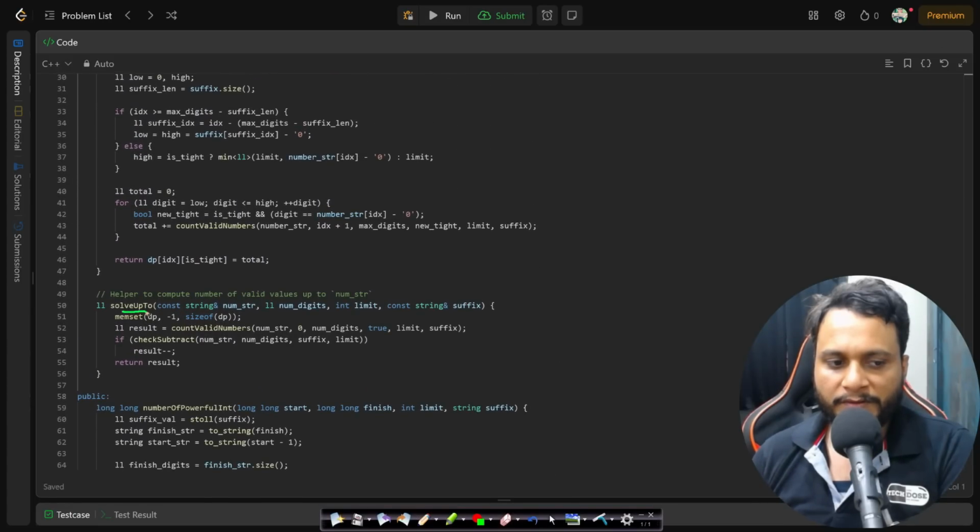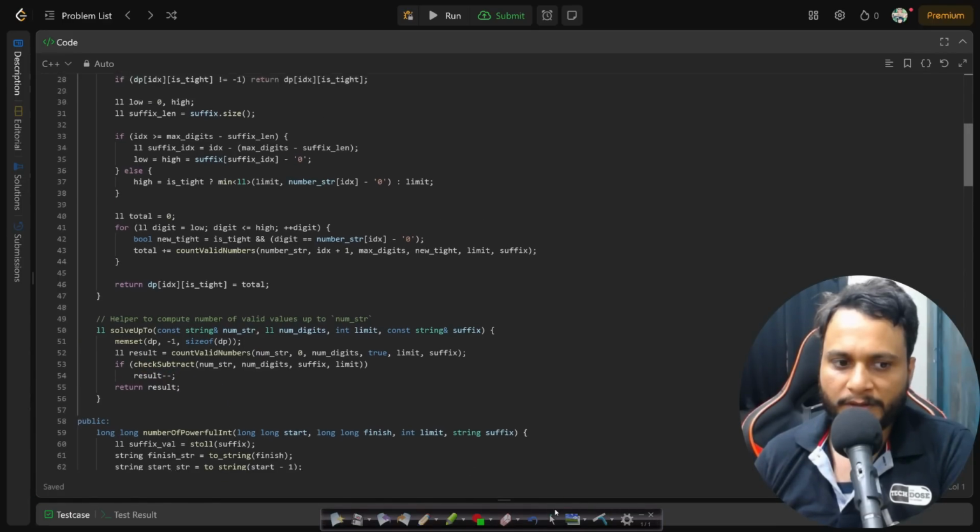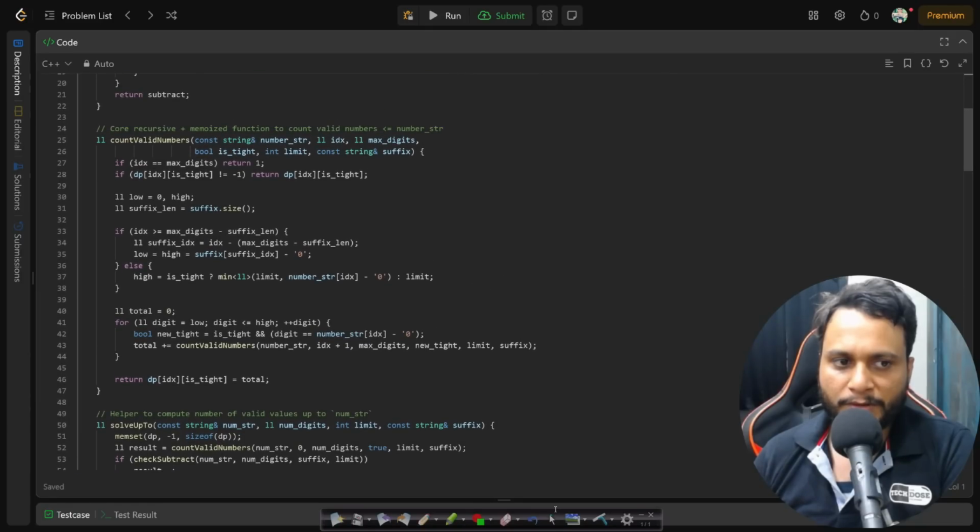So the first utility function is your solve up to. In this case, I will be setting the DP table to -1. As I said, the count will be -1 initially, and taking the count value in result. Then I will be checking if an adjustment by doing -1 is required or not required, and accordingly I will be sending the result back. Now the adjustment code is written on top, but before seeing that, let me tell you about the digit DP.